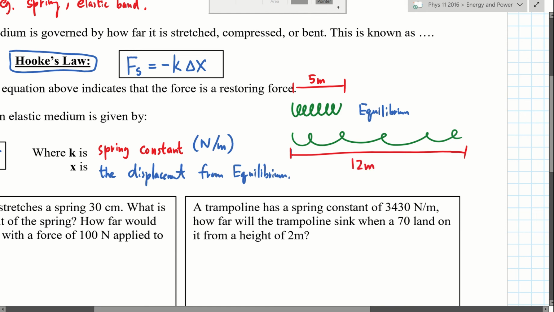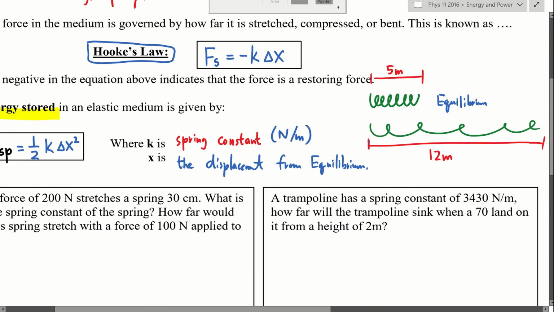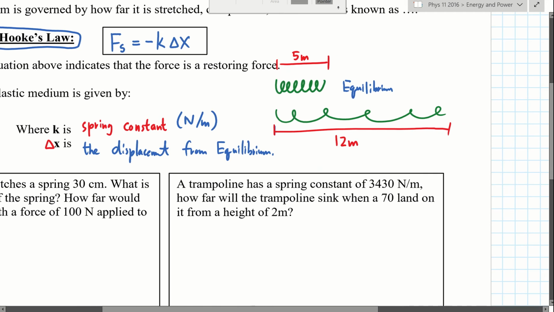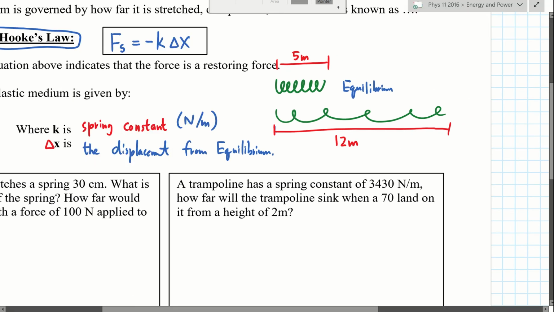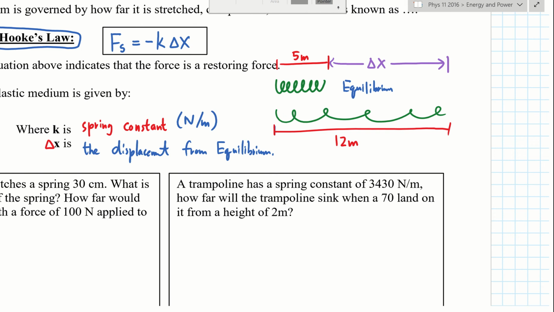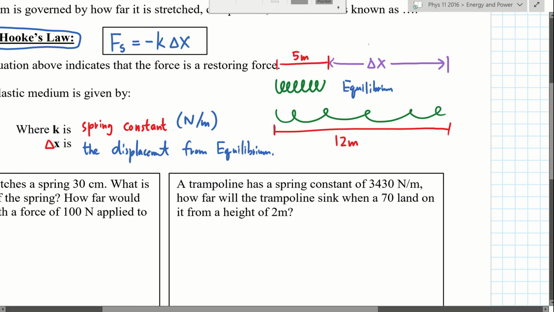So what is delta x? 12 or 5? Neither one of them, right? Delta x in the equation is the difference between how much you stretch it and the equilibrium location. So that means this is delta x. It's the amount that you actually disturb it from equilibrium. So if you have a spring that's originally 5 meters and you stretch it to 12 meters, the delta x, which is the change in its length, is actually 7 meters.